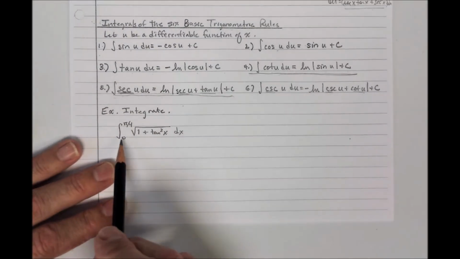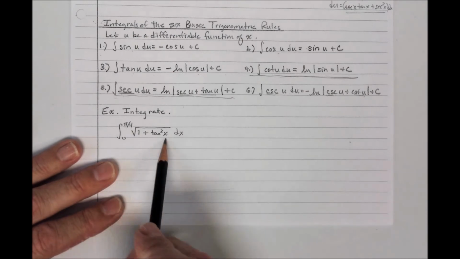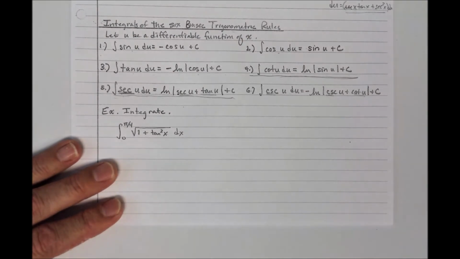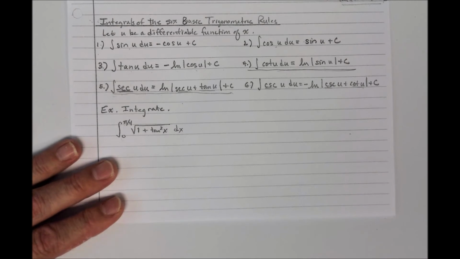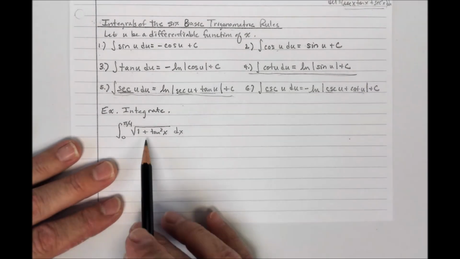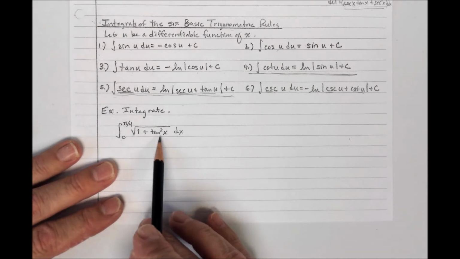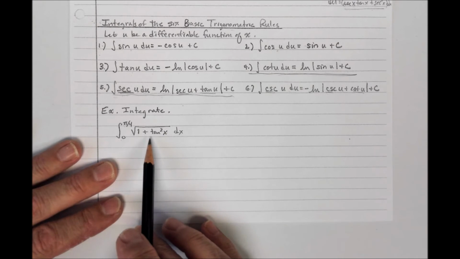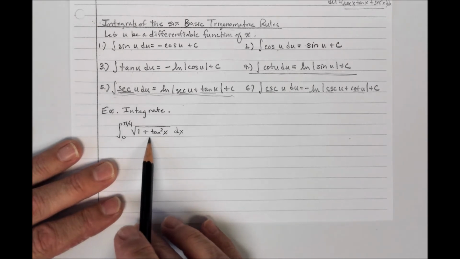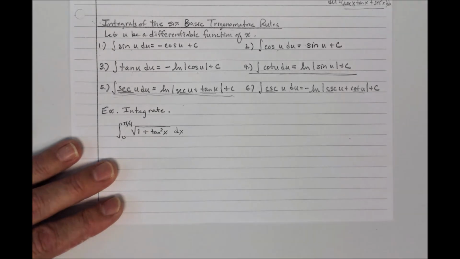Now, let's try an example of a problem here. I want to do a definite integral from 0 to pi over 4 of the square root of 1 plus tangent squared x dx. Now, as it stands right here, I'm sunk. I don't have a clue on how to integrate the square root of 1 plus tangent squared x. This does not look like a du over u or any kind of trig one. So what I have to do instead is think, how can I rewrite this and make it look like something I know?